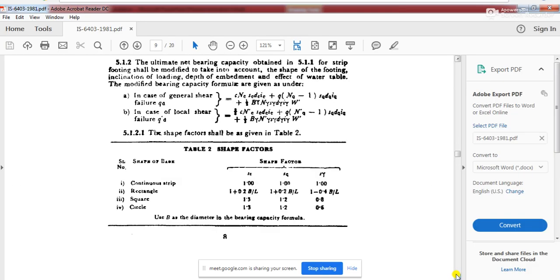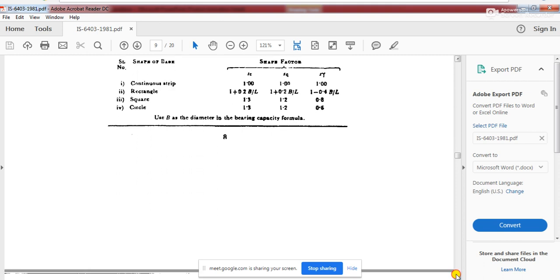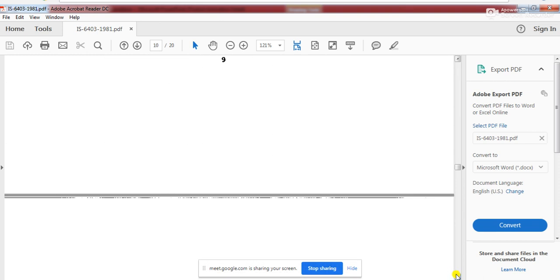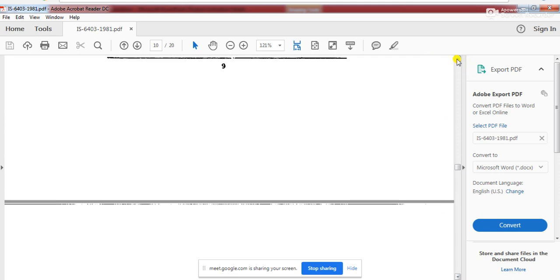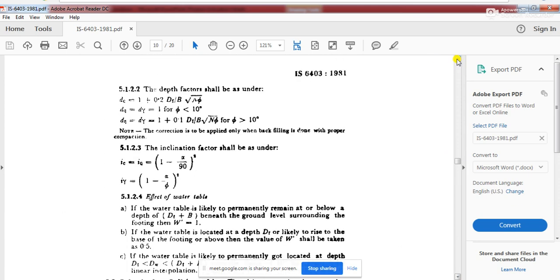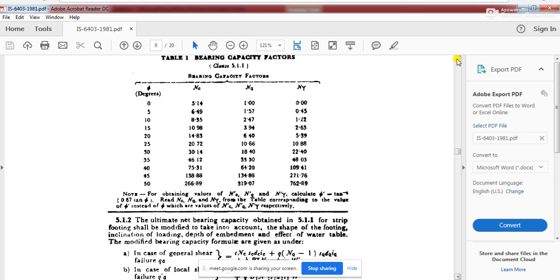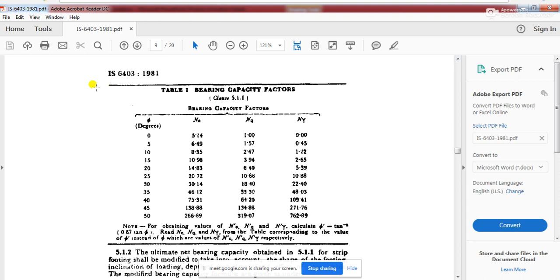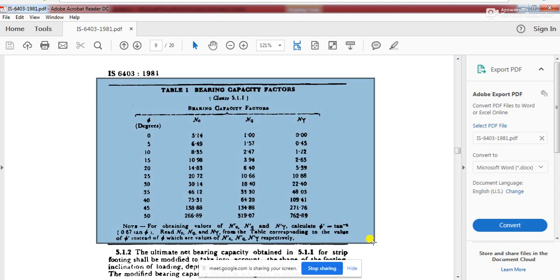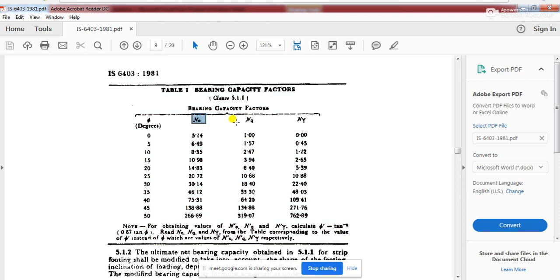Instead, you will have to use the values as given in table number 1. Let us see where is table number 1, page number 8, I think. Where are the values? Yes, this is. So, you see this is your table number 1. From this table number 1 you will have to get the values of N_c, N_q and N_gamma. And here you notice, in this case the Indian Standard Code is giving the values jumping by 5 degrees.